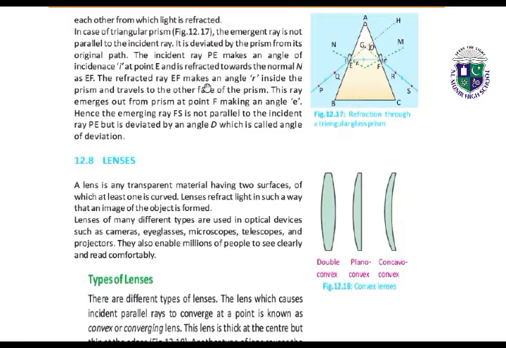The refracted ray EF makes an angle R. So here it is refracted. So here it will make the angle of refraction inside the prism and travels to the other face of the prism. This way it emerges out from the prism at point F. Here we have the point F from where the rays emerge out making an angle of E. So here we have the angle E. Hence the emerging ray FS is not parallel to the incident ray PE but is deviated by angle D which is called angle of deviation.